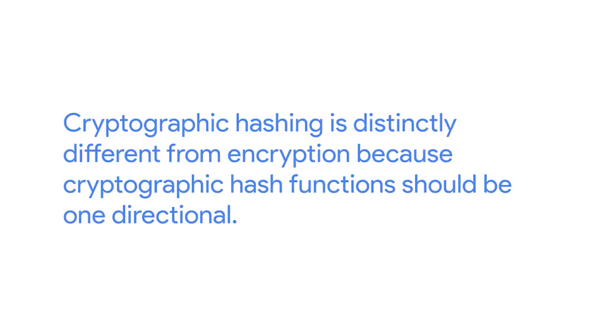Depending on the application, there are various properties that may be desired, and a variety of hashing functions exist for various applications. We're primarily concerned with cryptographic hash functions, which are used for various applications like authentication, message integrity, fingerprinting, data corruption detection, and digital signatures. Cryptographic hashing is distinctly different from encryption because cryptographic hash functions should be one-directional. They're similar in that you can input plain text into the hash function and get output that's unintelligible, but you can't take the hash output and recover the plain text.